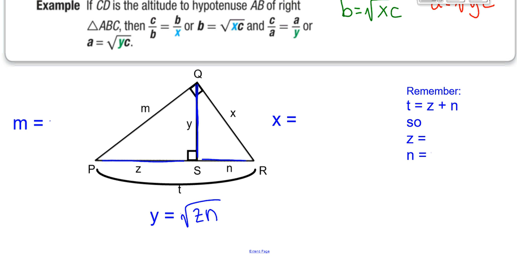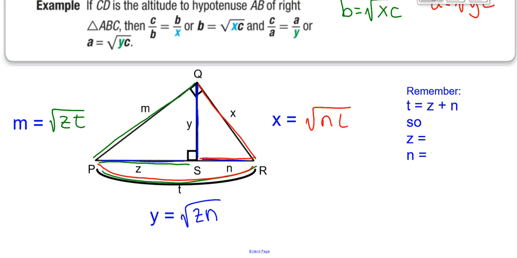And then over here, just using some different letters, this m is equal to the square root of the piece of the hypotenuse close to it and the whole hypotenuse. So it's equal to the square root of z times t. And then the last one is this leg x over here, and that leg x is equal to the square root of the piece of the hypotenuse close to it, which is n, times that whole hypotenuse on the bottom there. So x equals the square root of nt.